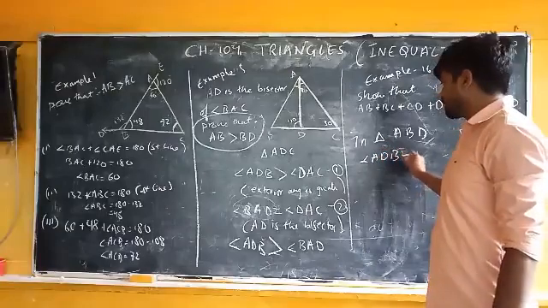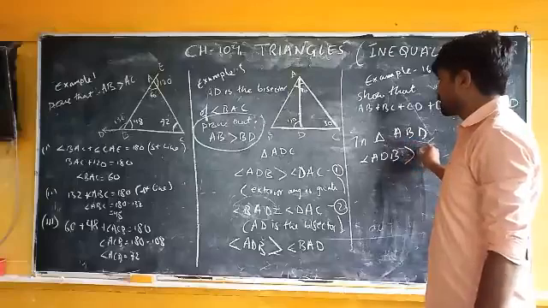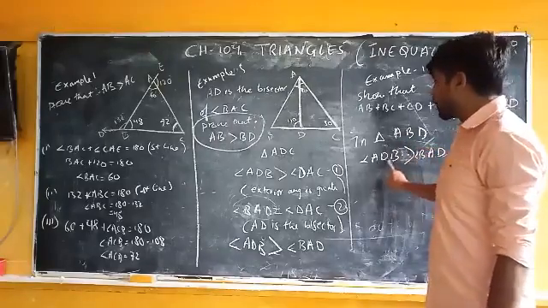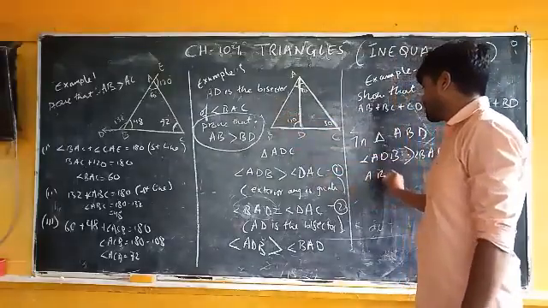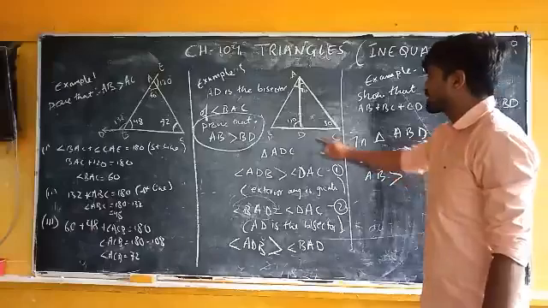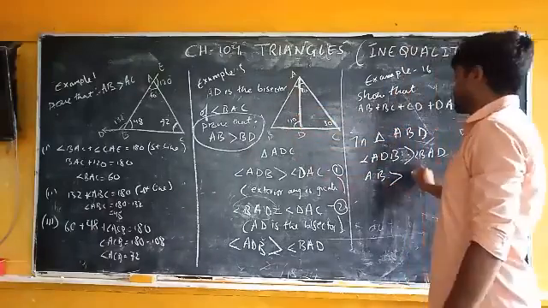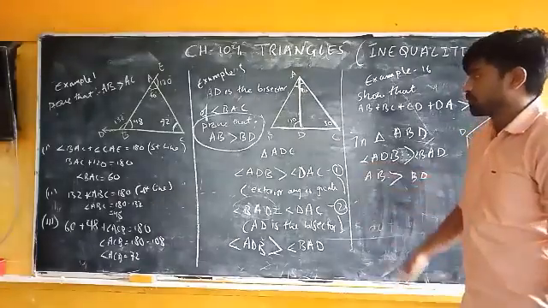ADB is greater than BAD. So the side opposite to it, that is this side, AB will be greater than which side? This side. What is opposite to it? B. Okay, that's how I'll do.